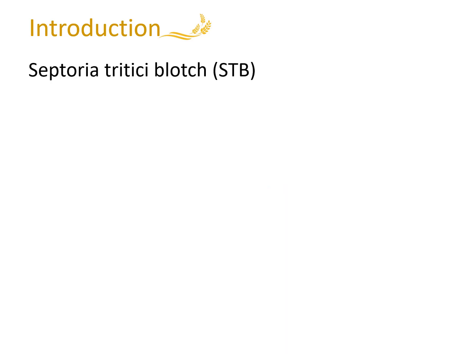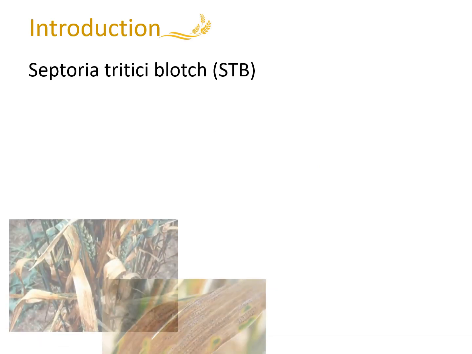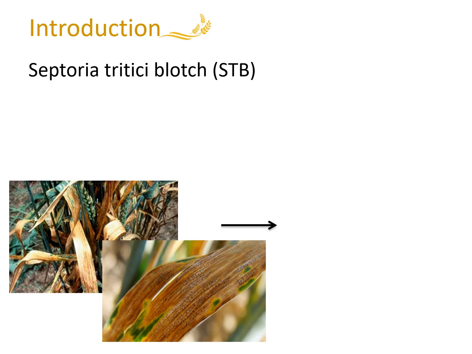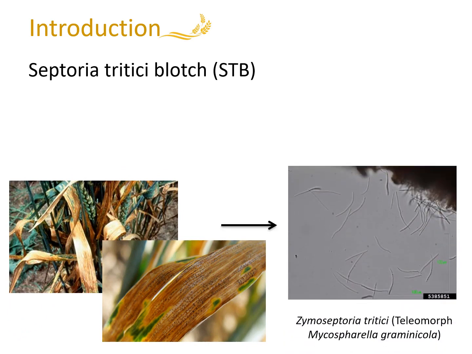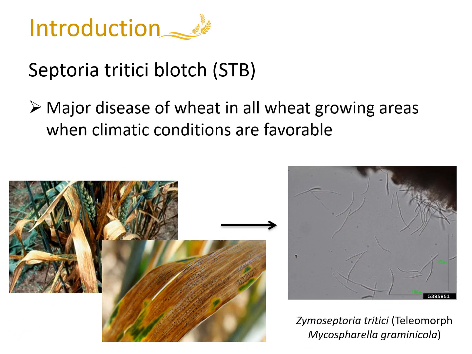During the long growing season, wheat is exposed to various fungal diseases that can cause significant yield losses. Septoria tritici blotch, caused by the ascomycete Zymoseptoria tritici, is a major disease of wheat in all growing areas of the world when climatic conditions are favorable.